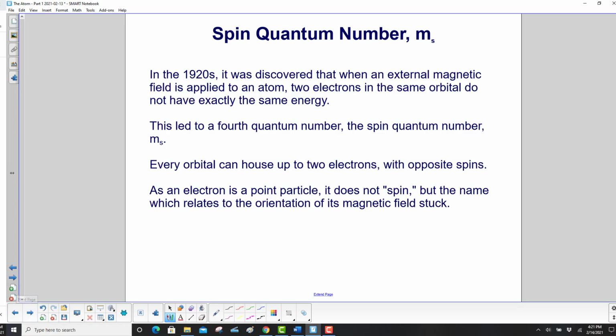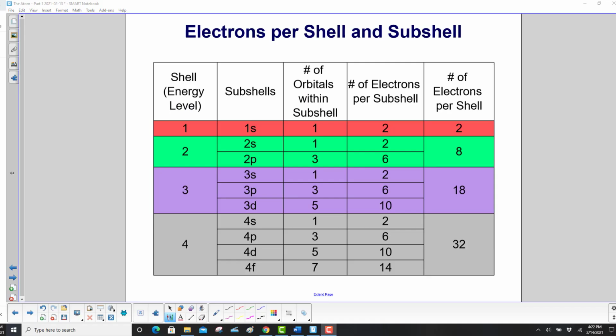One more quantum number, the spin quantum number, m sub s. In the 1920s, it was discovered that when an external magnetic field is applied to an atom, two electrons in the same orbital do not have exactly the same energy. This led to the fourth and final quantum number, the spin quantum number, m sub s. Every orbital can house up to two electrons with opposite spins. Now, since an electron is a point particle, it doesn't spin, but the name, which relates to the orientation of its magnetic field, stuck. Here's a handy summary of the quantum numbers.